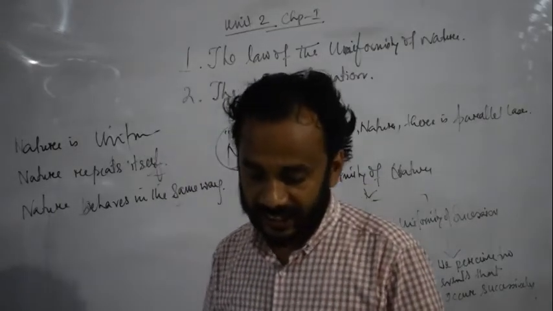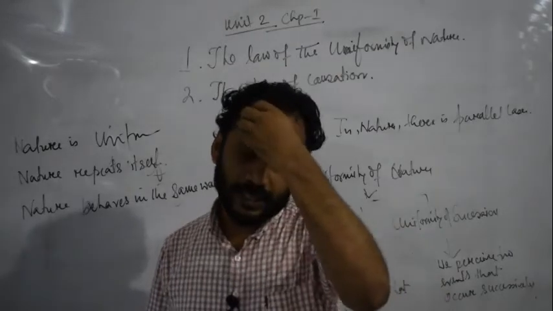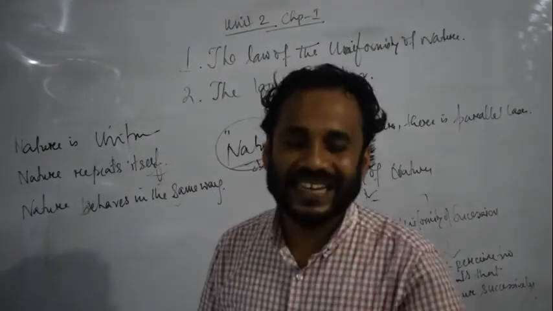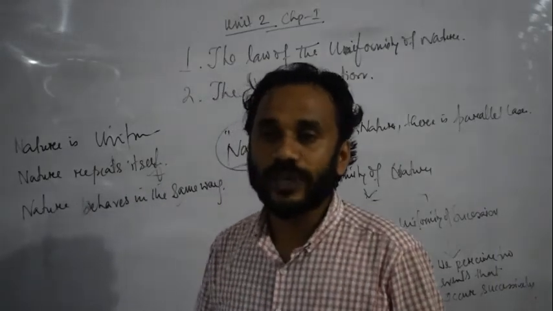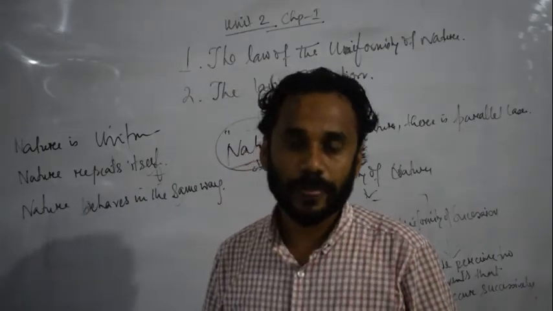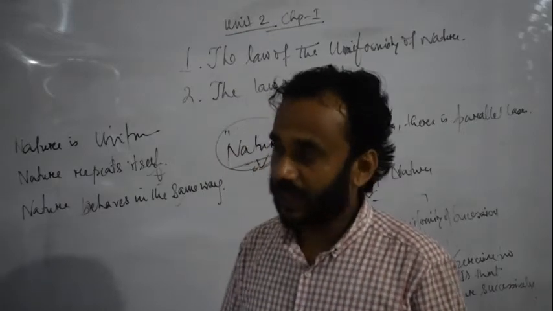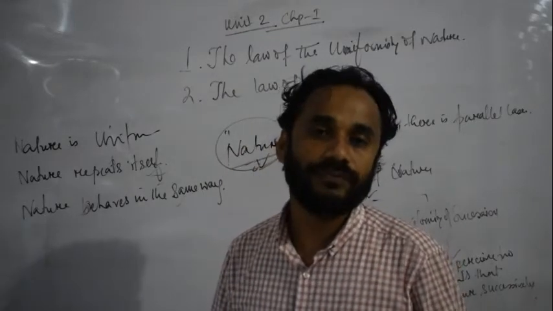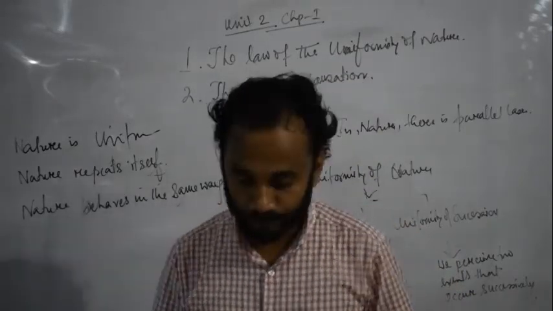The sun rises in the east and sets in the west. In future, we can say that the sun will rise in the east. So this is the uniformity of nature, and everything in this universe is uniform.